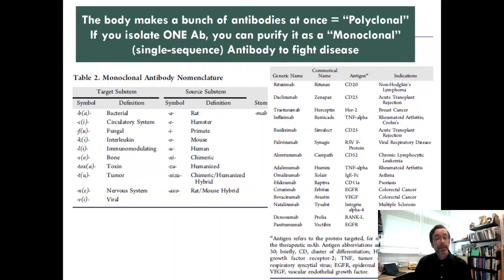There's actually a whole nomenclature for which system it targets and which source it comes from. That's why these antibody names are so hard to say. As you become a doctor, you can get more into that. For right now, let's just say if it ends in MAB, it's a monoclonal.